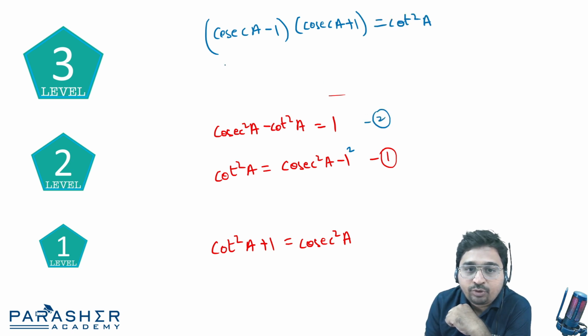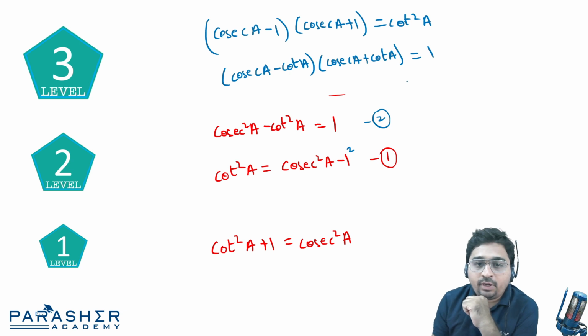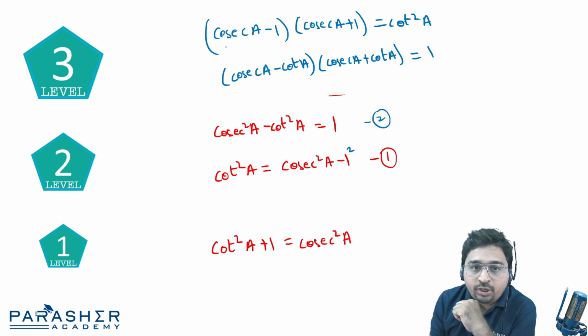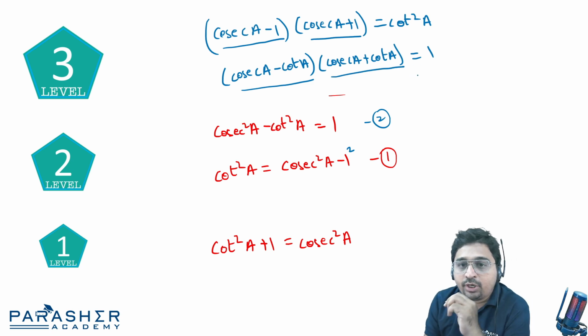Similarly, equation number 2, if you look at it, you should get an idea, again a square minus b square format. You get an idea that cosecant a minus cot a into cosecant a plus cot a is equal to 1. So if in any of these questions you come across any one of these, cosecant a minus 1 or cosecant a plus 1 or maybe cosecant a minus cot a or cosecant a plus cot a, it should ring a bell to you that you have seen this somewhere and you should be able to evaluate, can I use this identity in that particular question? That idea you should get. That is level 3 of mastery.